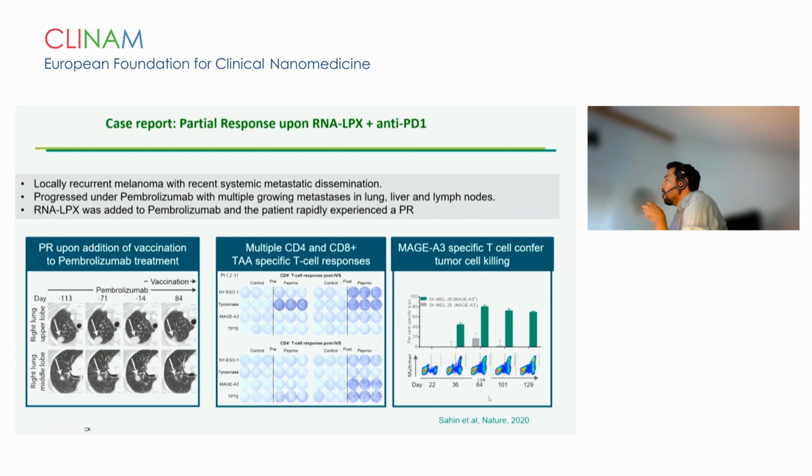And of note, when we isolate these T cells that are primed and generated after vaccination, and then co-incubate them with the tumor cells derived from the same patient, we can see very nice killing ex vivo, and they are also still showing antigen specificity.